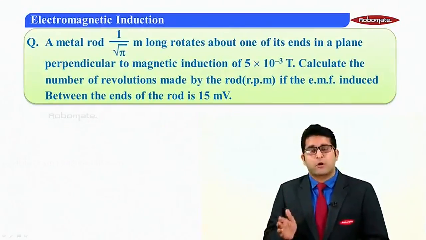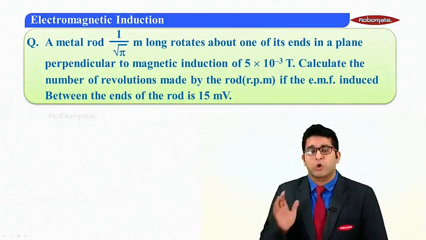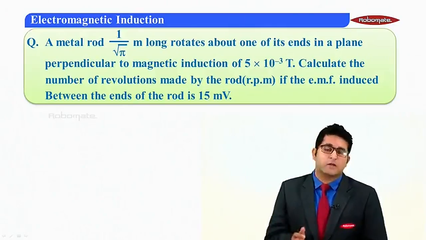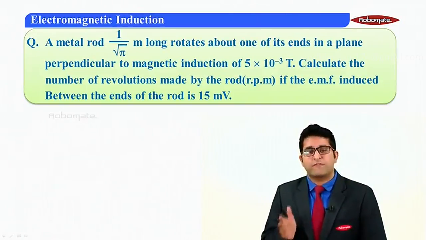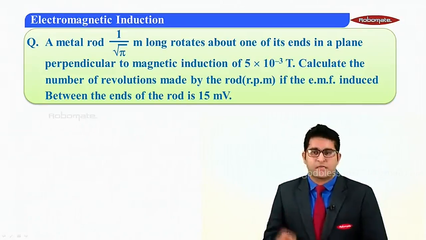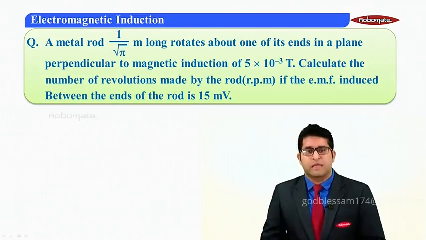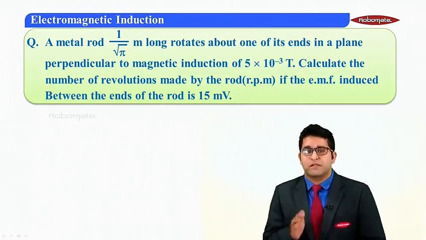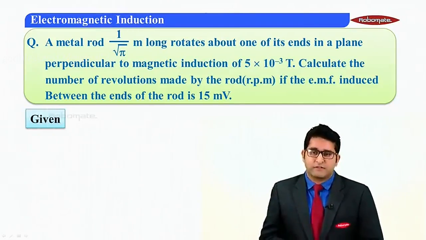It says a metal rod 1 by root pi meter long rotates about one of its end in a plane perpendicular to the magnetic induction of 5 into 10 raised to power minus 3 Tesla. Calculate the number of revolutions made by the rod in RPM if the EMF induced between the ends of rod is 15 millivolts. Now let us write the given data.